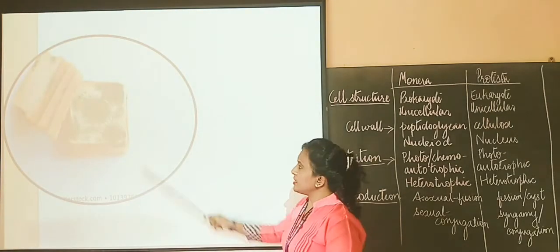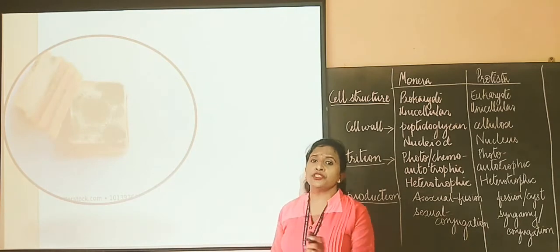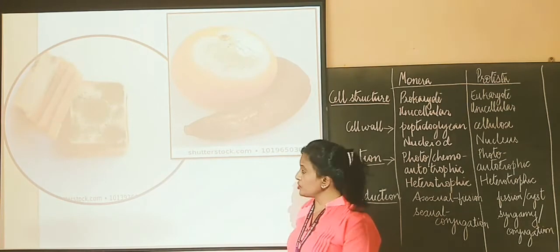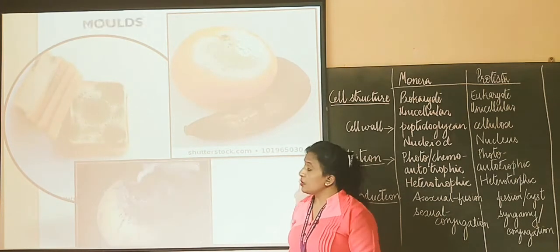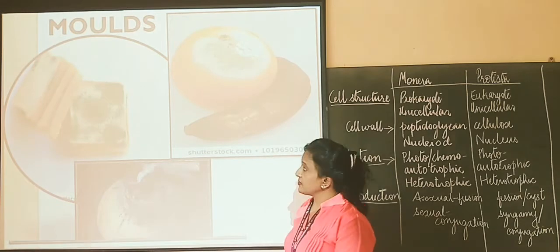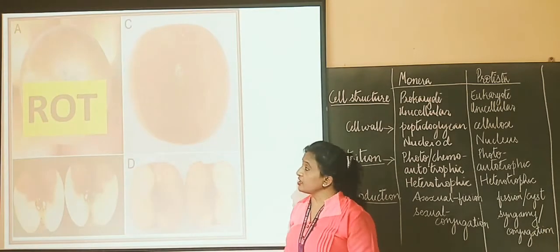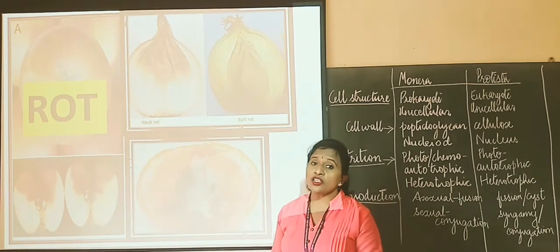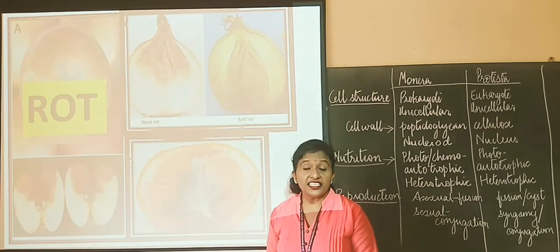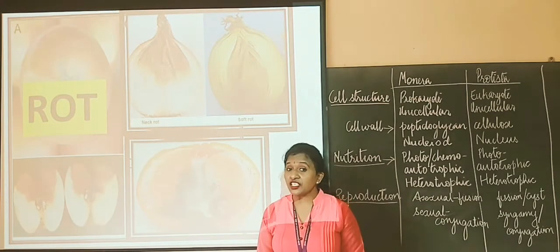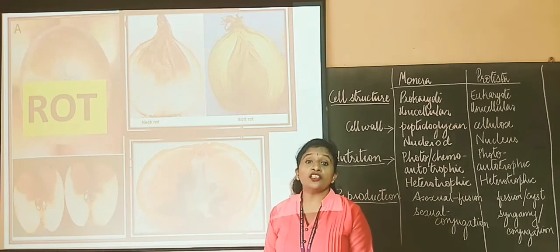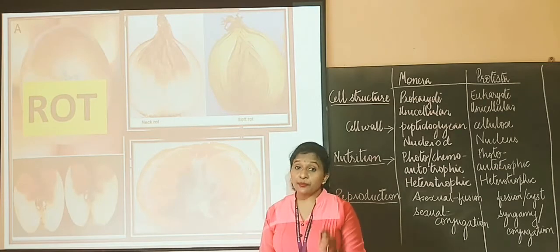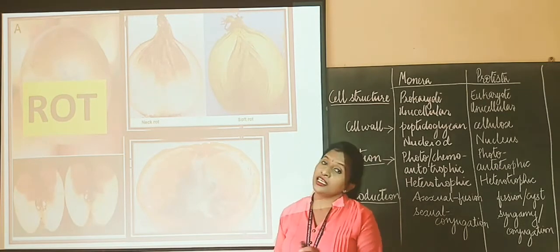If we see the bread which is left for a few days in the presence of moisture, or we see the fruits and vegetables, these are molds, they are fungus. Also we see the rotting of certain fruits and vegetables. This is also a fungus. This is the reason why we keep fruits and vegetables in the fridge, or the prepared food is either made hot or kept in the refrigerator, so that we can prevent any bacterial or fungal infection.